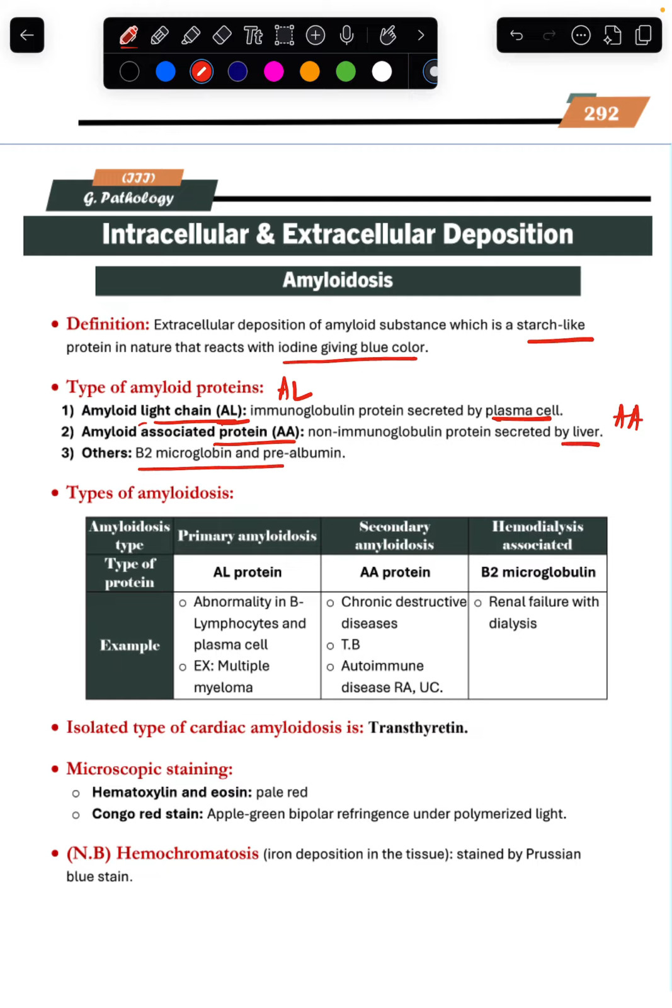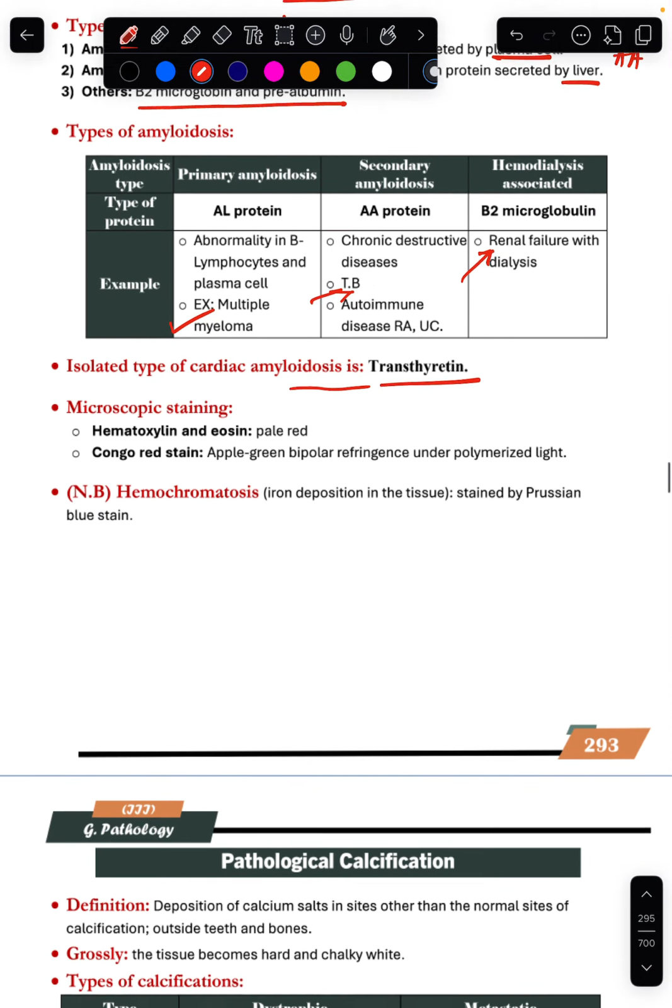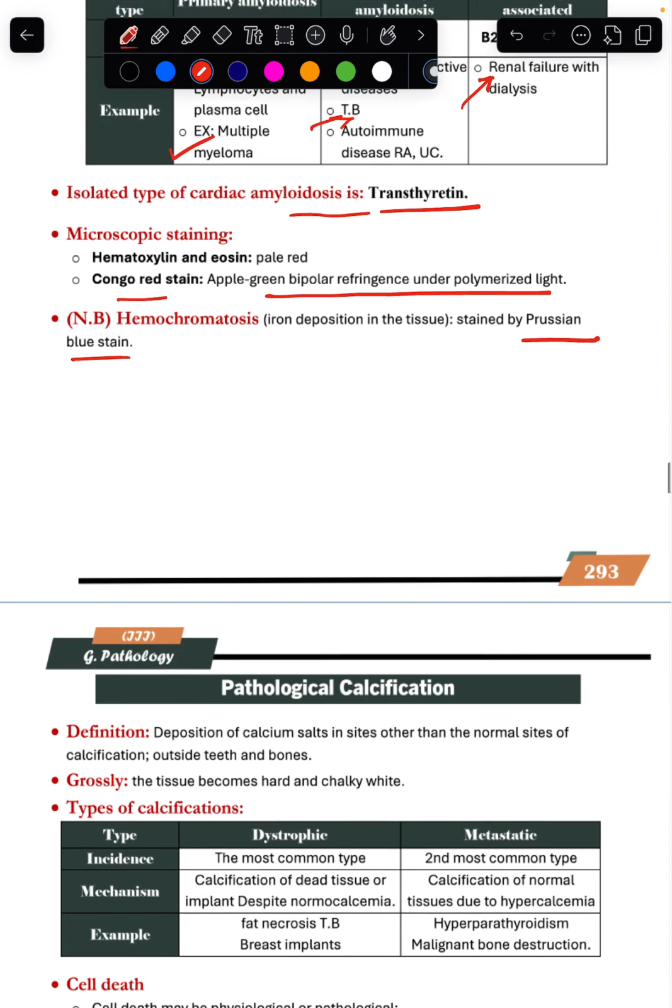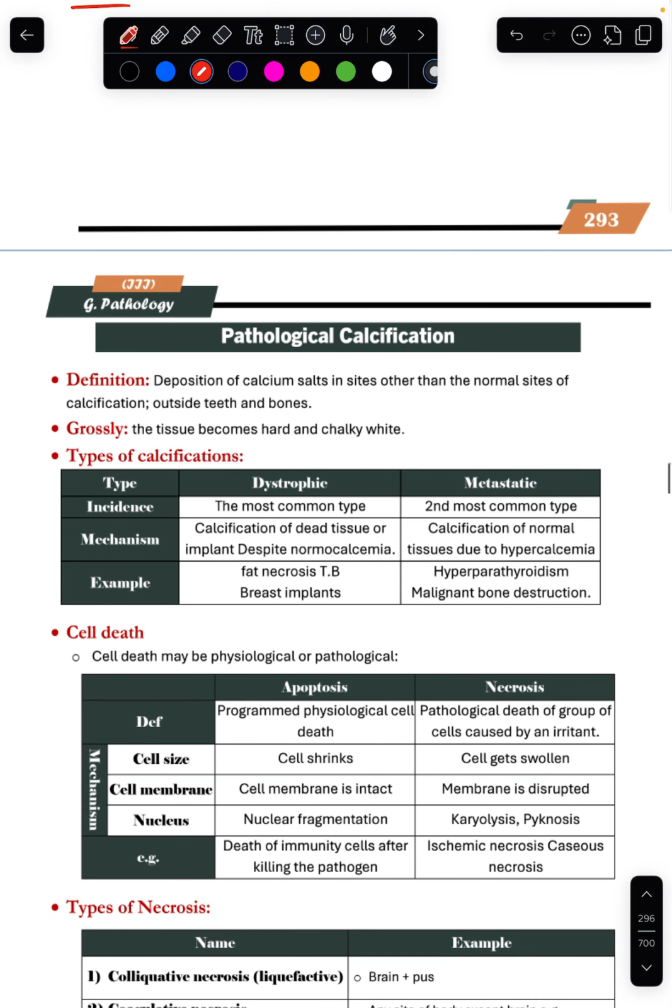And beta 2 microglobulin, prealbumin. Type of protein: AL protein is from abnormal lymphocytes, multiple myeloma; AA is from chronic diseases such as tuberculosis; and beta 2 microglobulin is renal. Cardiac amyloidosis: transthyretin. Microscopic staining: H&E staining, Congo red staining showing apple-green birefringence under polarized light. And Prussian blue, hemochromatosis.